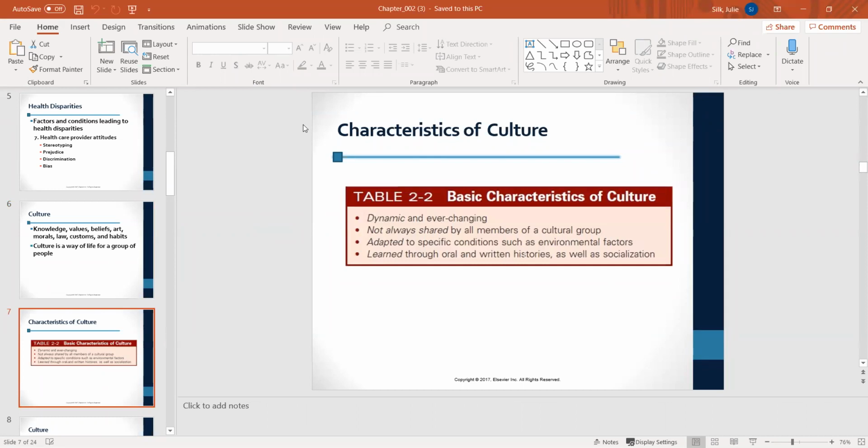Okay, so this slide here is talking about characteristics of culture. So here are some basic characteristics. We've got dynamic and ever changing, not always shared by all members of a cultural group. Meaning that if you're part of a cultural group, you may have different ideas and things. It's adapted to specific conditions like environmental factors. And then it's learned through oral and written histories as well as socialization.